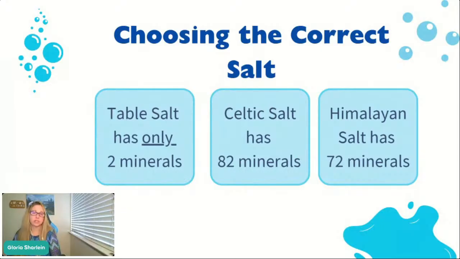And so Celtic salt, as she said, is the best choice because there's 82 minerals plus magnesiums in it. So you get a really good boost into your system with that. And then Himalayan salt has 72 minerals in it. So still a great choice for salt.